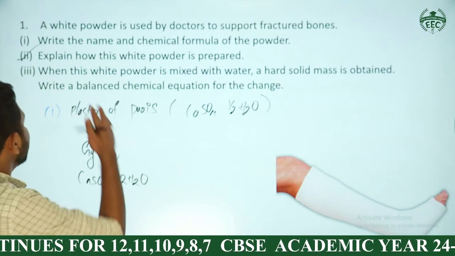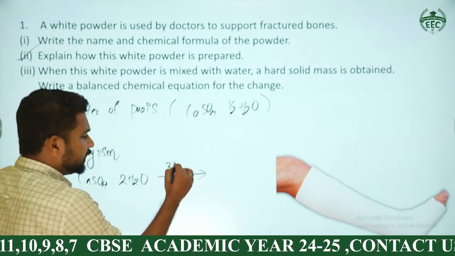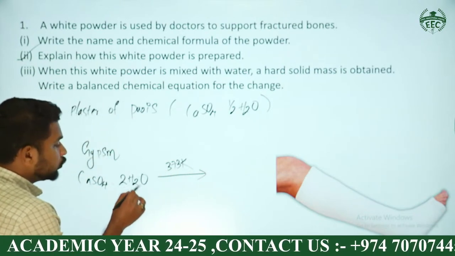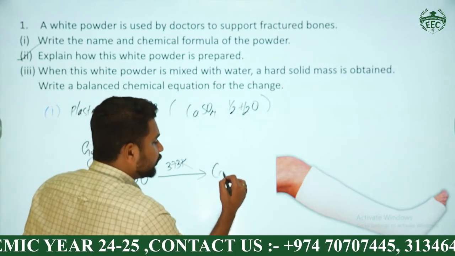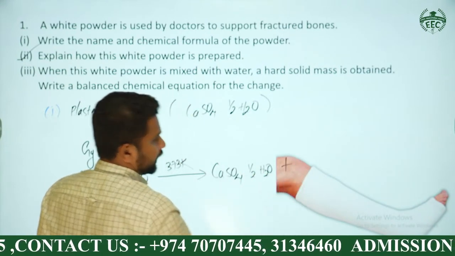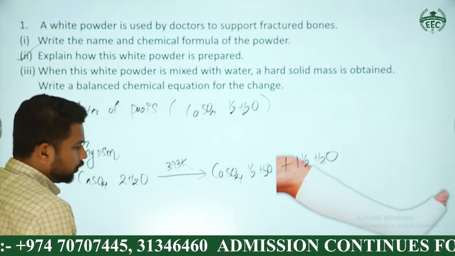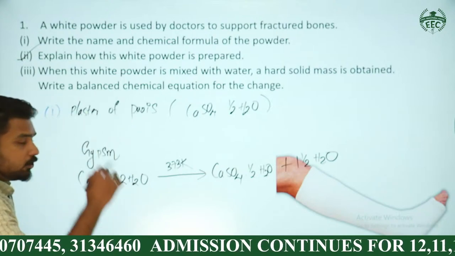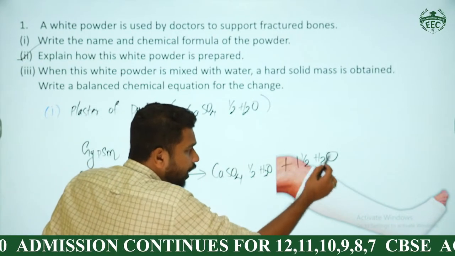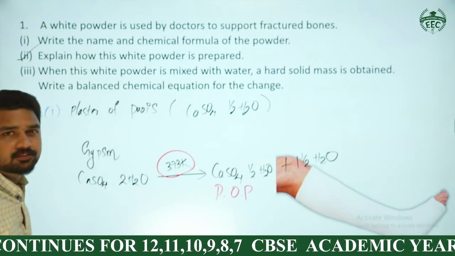Okay, then how can we prepare it? Heat it. Guys, you heat it at 373 Kelvin, that is 100 degrees Celsius. Then the 1.5 H2O will get removed and you will form CaSO4.0.5H2O. So when you heat gypsum at 373 Kelvin, 1.5 H2O is removed and you get plaster of Paris, POP.